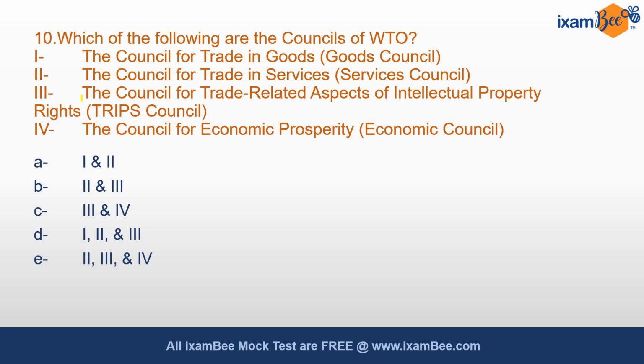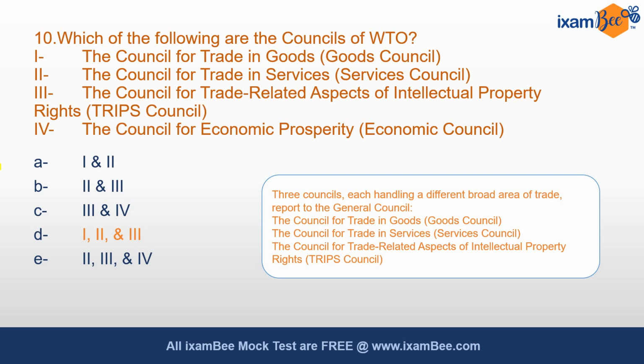So which of the following are the councils of WTO? There are certain councils of WTO. The question is asking which of the following are the councils of WTO. First, second and third, that is Goods Council, Services Council and TRIPS Council. These are the three councils of WTO. There is no such council as Economic Council in WTO. Please remember, these are the three councils of WTO.